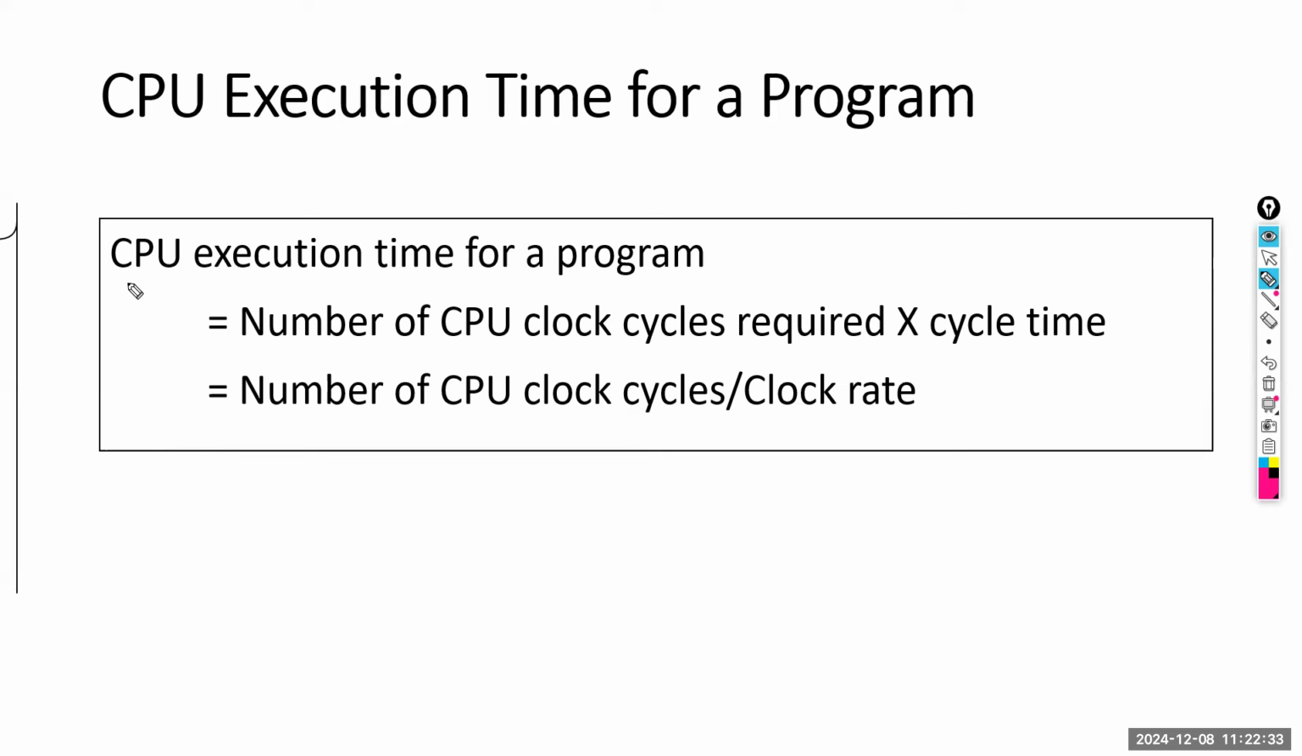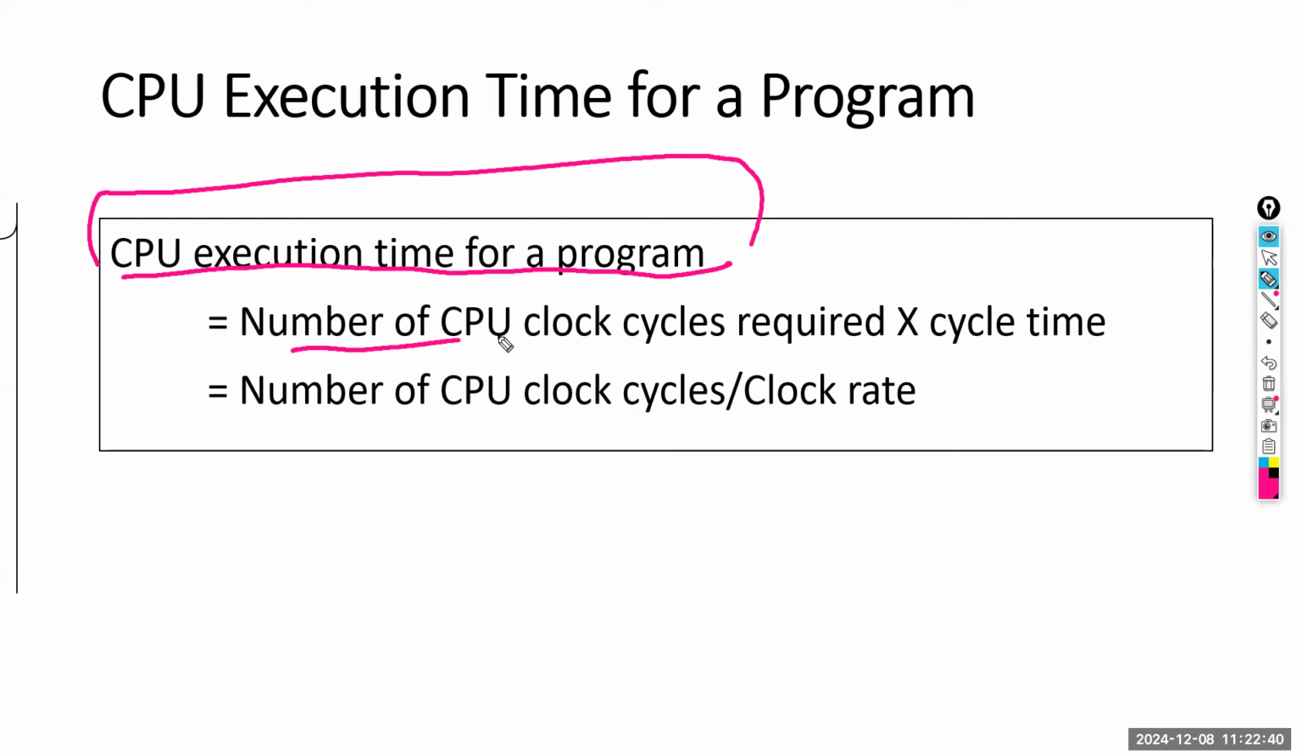So then CPU execution time is the number of CPU clock cycles required multiplied by cycle time. So if you know that to execute your program you need 1000 clock cycles, and you know the time for one clock cycle, that is 1 over clock rate, then you can say how much CPU time you need.